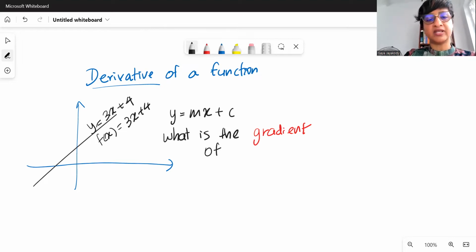If I ask you what is the gradient of this f of x, I am asking for the gradient of the function. So the gradient is like a property of the whole function. What is the gradient of that function? 3. Okay, 3. Gradient is anukramanaya in Sinhala.